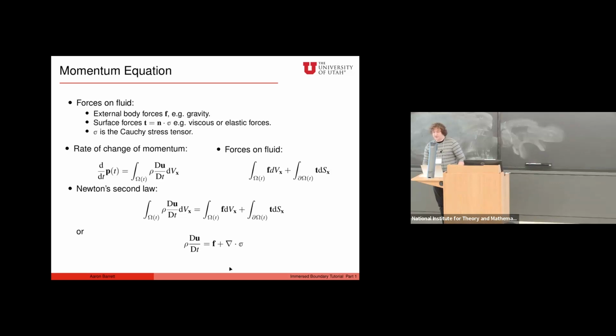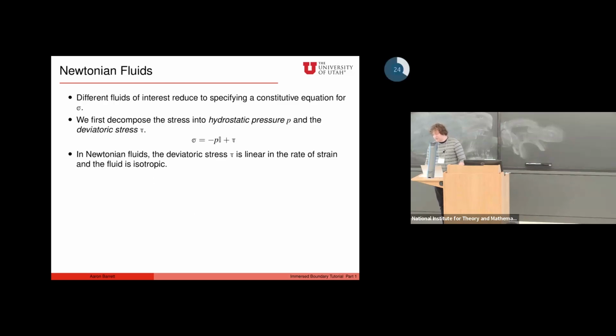The thing that's left here is to specify our stress tensor. We need to specify our material. And here we're assuming a Newtonian flow. So we'll take our stress, decompose it to some pressure term and a deviatoric stress that does not change our volume.